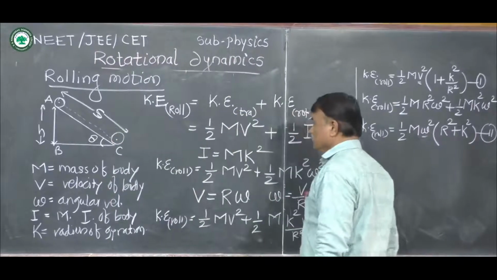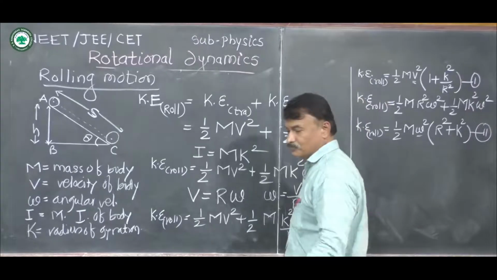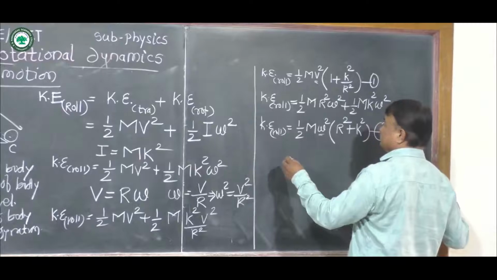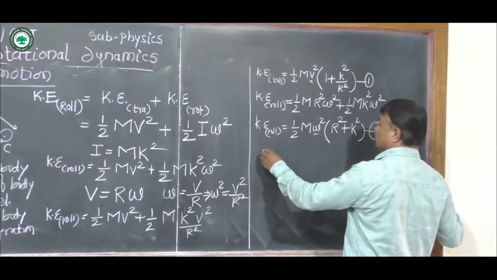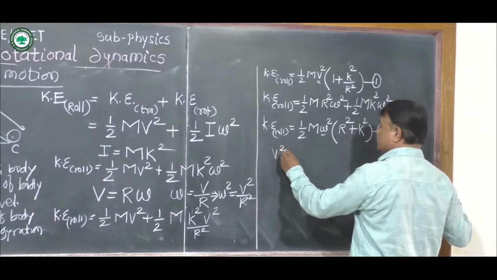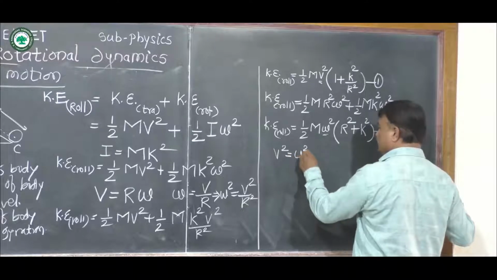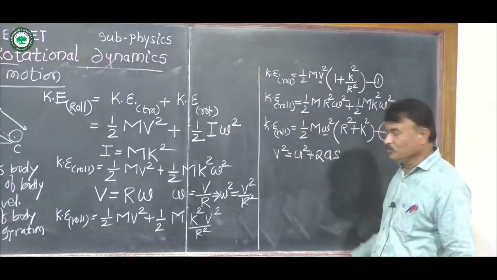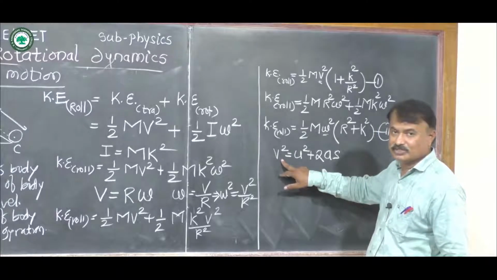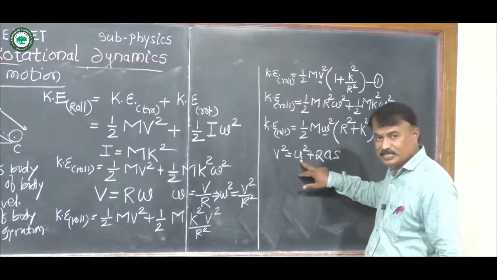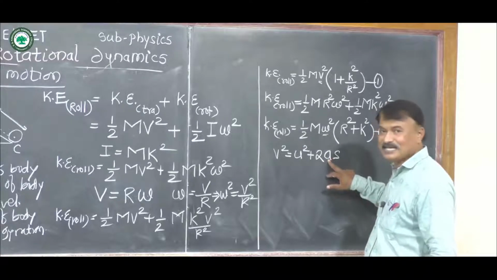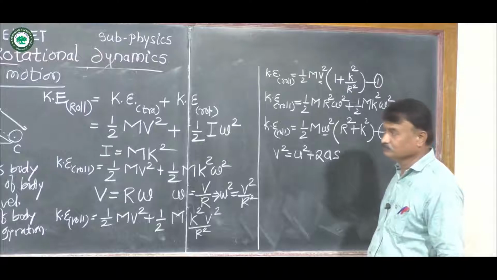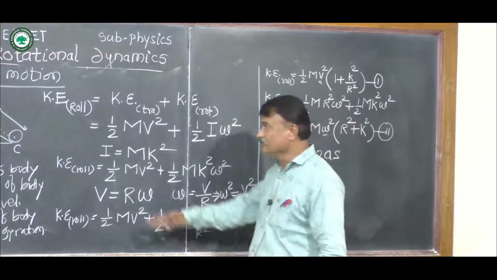So in that case, we consider the third kinematical equation: v square is equal to u square plus twice as, where v is the final velocity, u is the initial velocity, a is the acceleration, and s is the displacement regarding this motion.